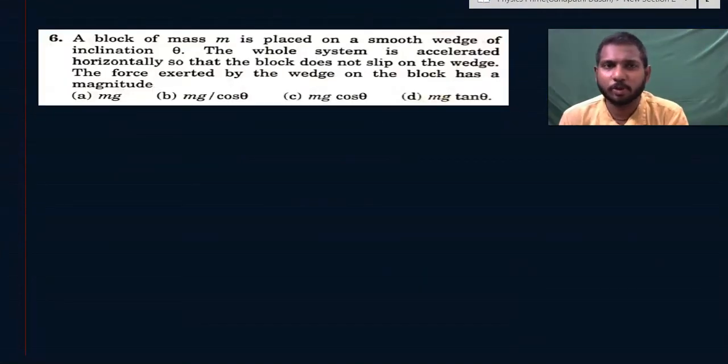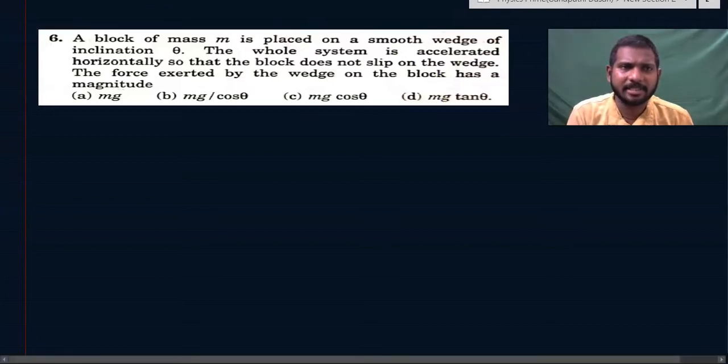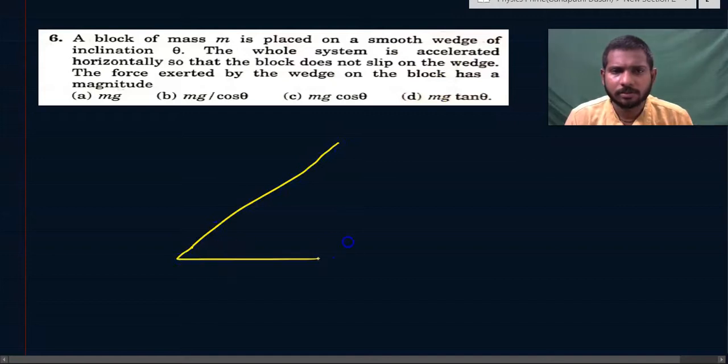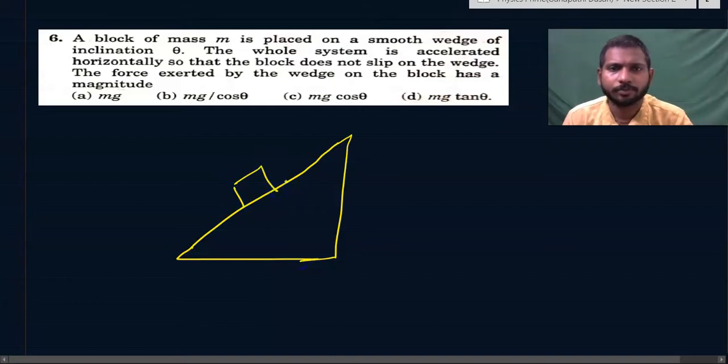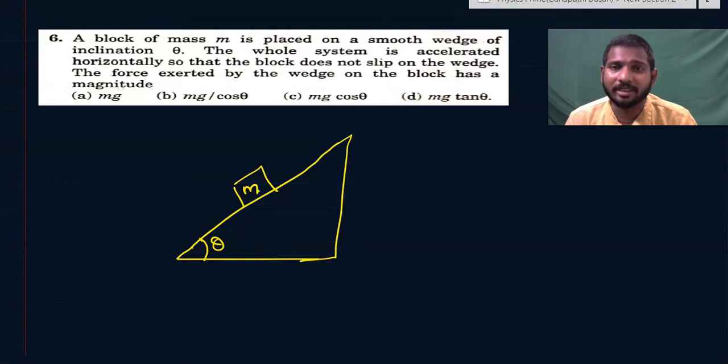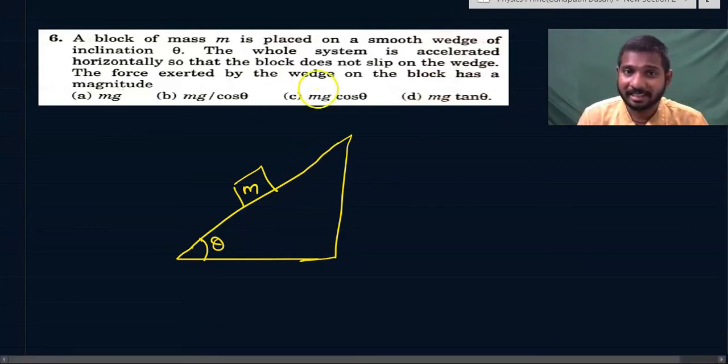Let us see this question, students. Block of mass m is placed on a smooth wedge of inclination theta. Diagram is similar to the previous question. Inclination theta, block of mass m. The whole system is accelerated horizontally so that the block does not slip on the wedge.